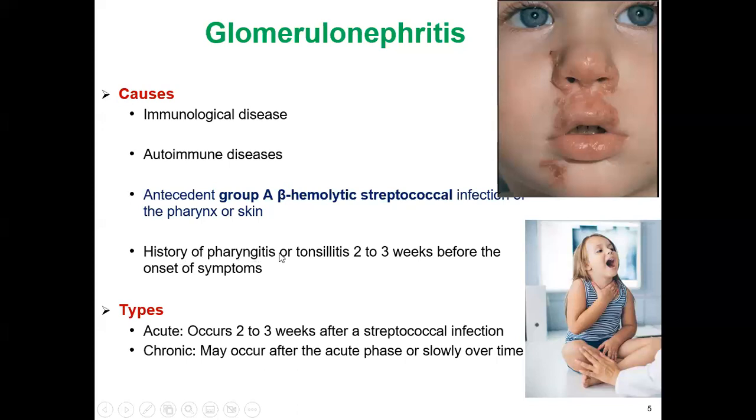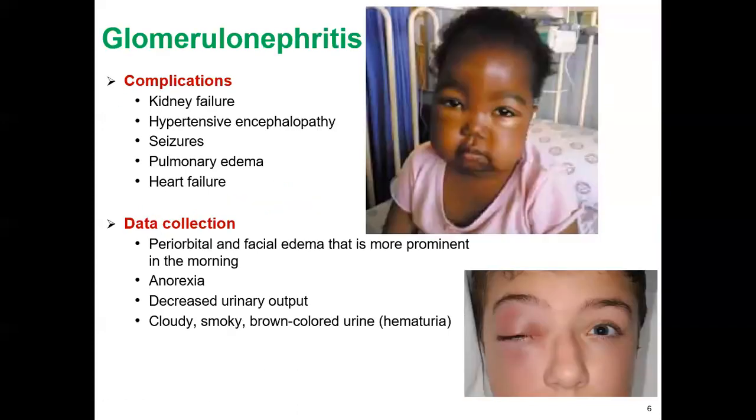Also, there is a history of pharyngitis or tonsillitis 2 to 4 weeks before onset of symptoms. The acute type occurs 2 to 3 weeks after streptococcal infection, and the chronic type may occur after the acute phase or slowly over time. Glomerulonephritis complications include kidney failure, hypertensive encephalopathy, seizure, pulmonary edema, and heart failure.